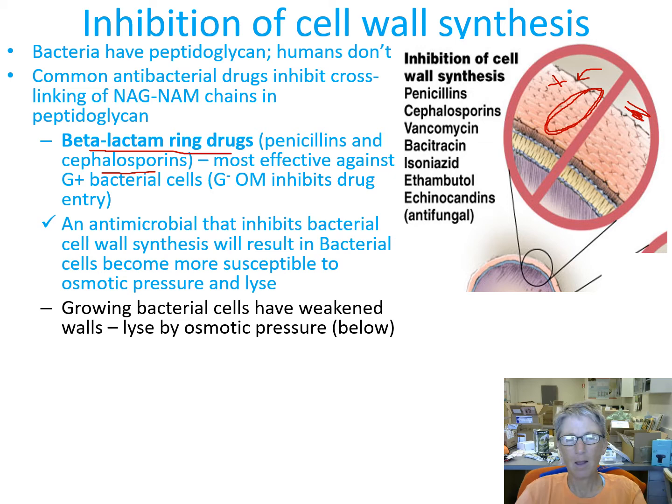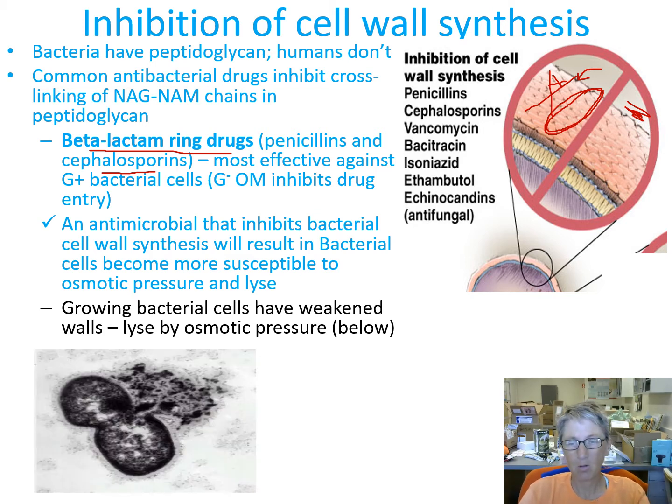If you design an antimicrobial drug that inhibits this cell wall synthesis, then the bacterial cells will become more susceptible to osmotic pressure and they will lyse. If they don't have the cell wall, they'll still have their plasma membranes, but water will rush osmotically into the cells more easily without the cell wall, and the bacterial cells will burst.